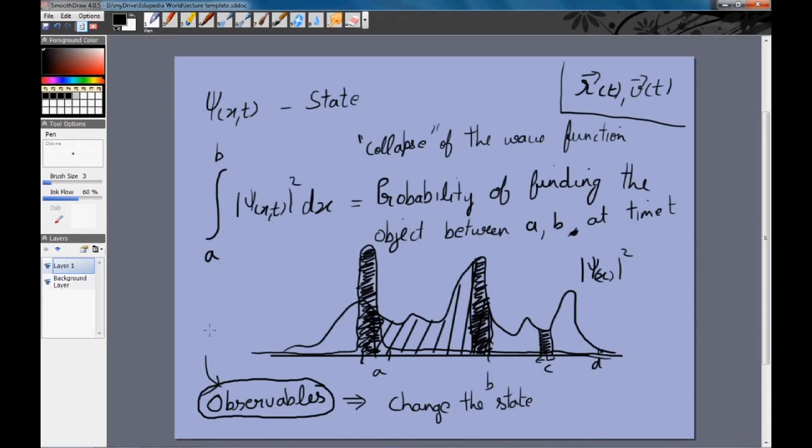Now, notice that this is completely different from classical mechanics. In classical mechanics, you could measure the position of an object r of t without changing the position, without changing the velocity. But in quantum mechanics, the moment you measure, you change the state of the object.